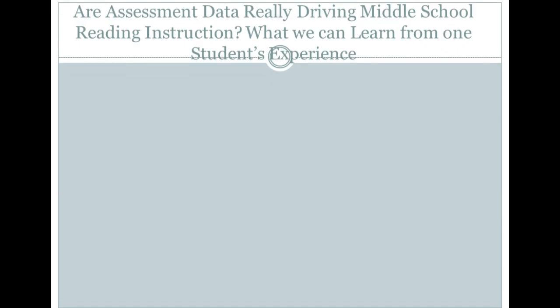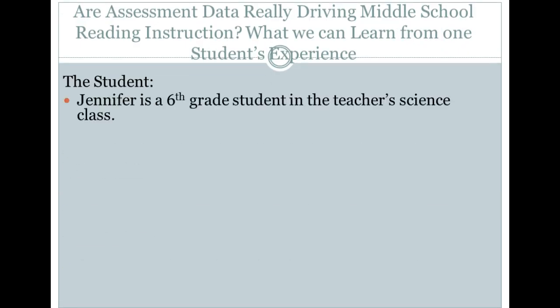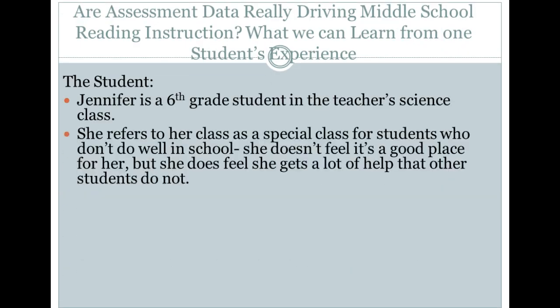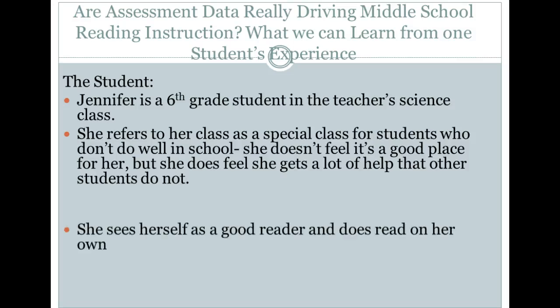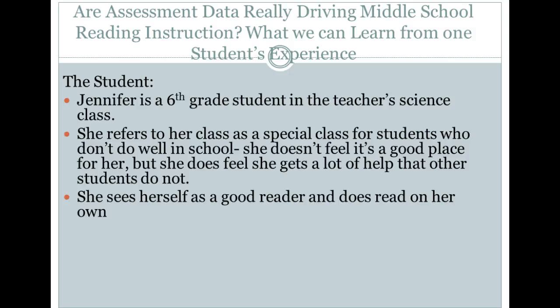So looking at the student, Jennifer is in 6th grade in this teacher's science class. She refers to her class as a special class for students who don't do well in school. She doesn't feel it's a good place for her, but she does feel she gets a lot of help that other students do not. She sees herself as a good reader and does read on her own.